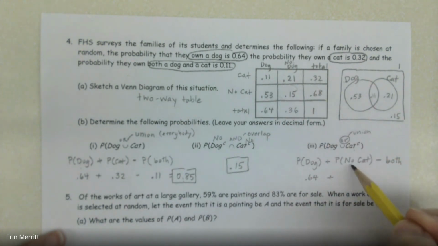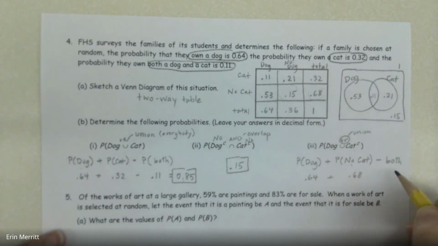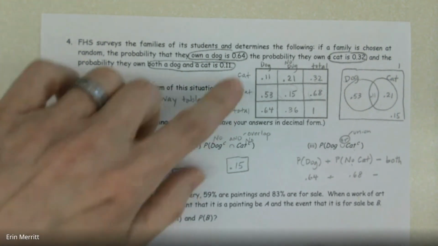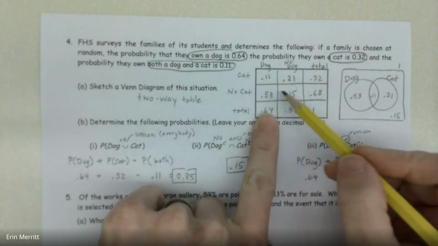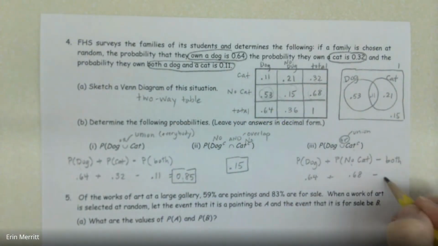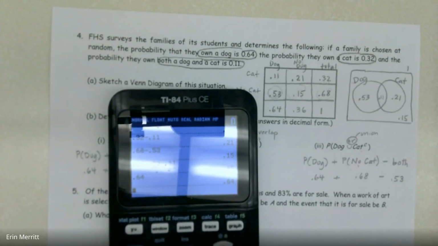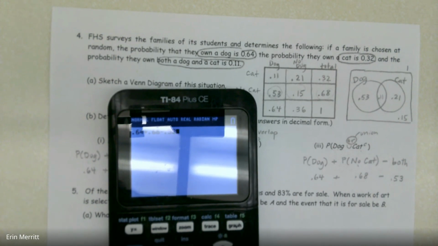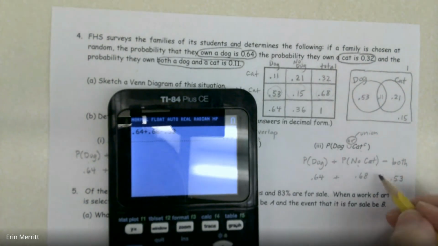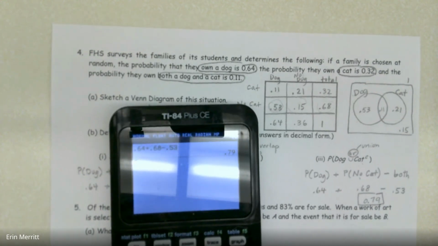Anybody that doesn't own a cat, so no cat, that's 0.68. And then the people that fit into both of those categories, so the dog category and no cat, this is the overlap. This is who fits into both. So minus 0.53. So 0.64 plus 0.68 minus 0.53, that's going to leave us with 0.79. I know it's a little tough to see on my calculator, but you can see it on my paper there.